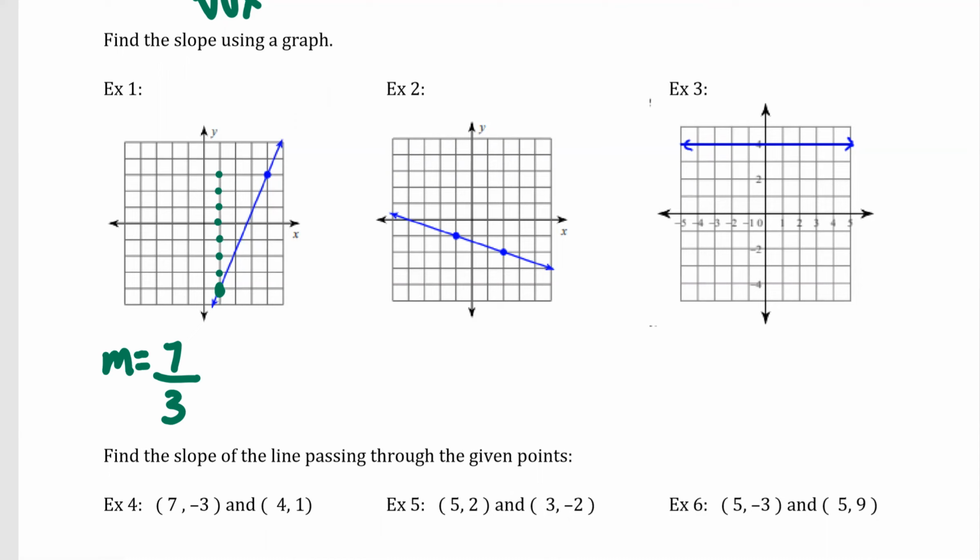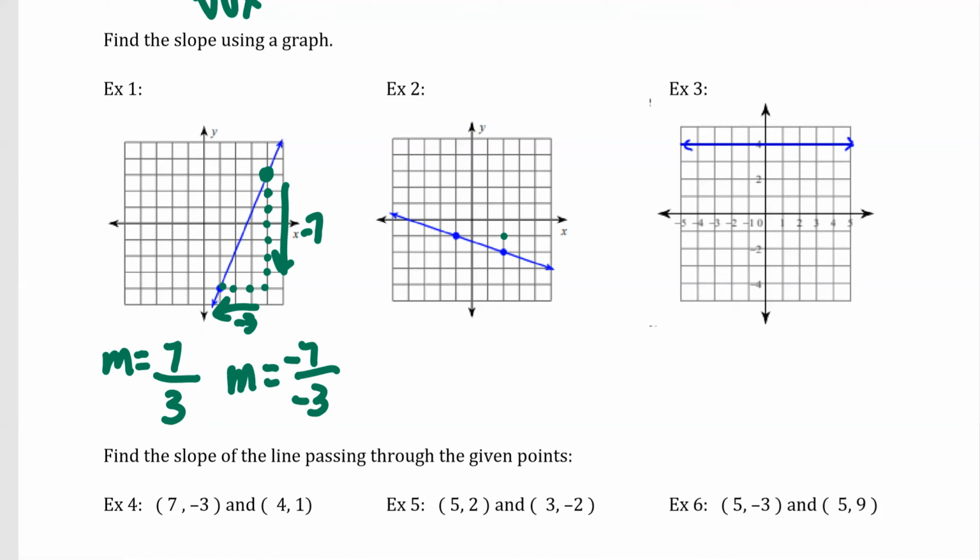It doesn't matter from which point you count from. If I started at the top, I would go down 1, 2, 3, 4, 5, 6, 7, and then I would go over 1, 2, 3. So the slope would be negative 7 over negative 3, which simplifies into 7/3.